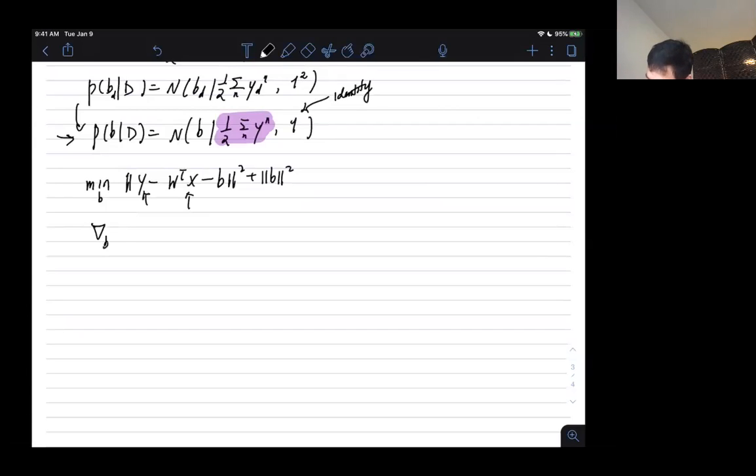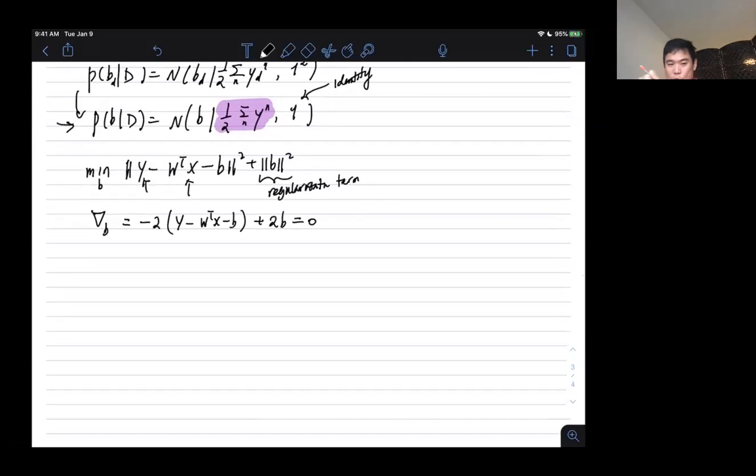Then what we end up with is minus 2 times (y minus w transpose x minus b), and then plus 2b. Now this is our regularization term. If you remember from the support vector machine, we wanted to minimize the norm of the parameters or the weight vector or the bias. You can think of this as the same thing, but now for linear regression. And then once I compute this gradient, I want to set it to 0. That's going to be the minimum point because this loss function is in general a convex function.